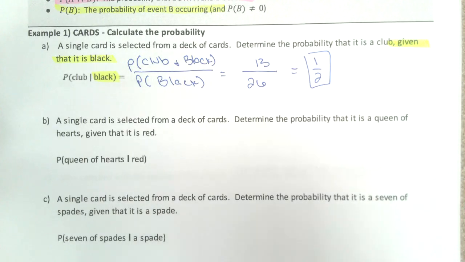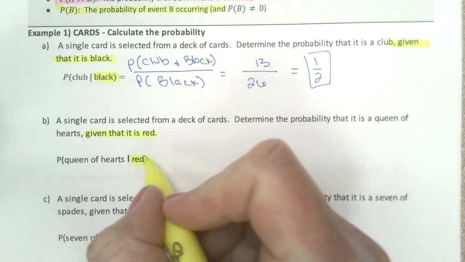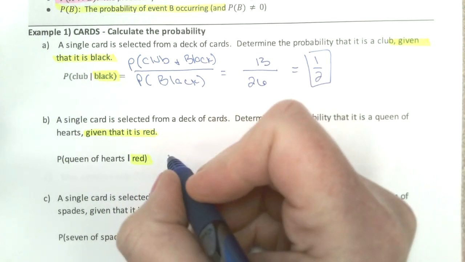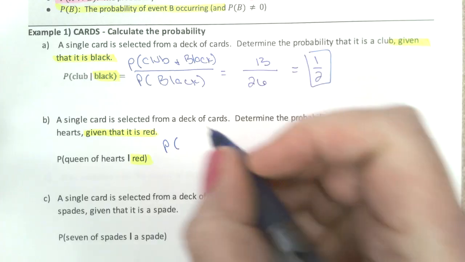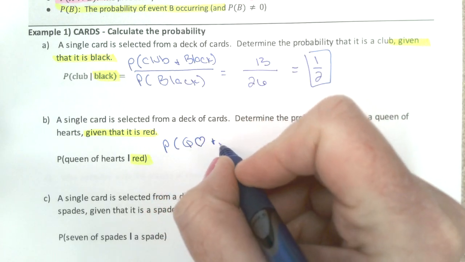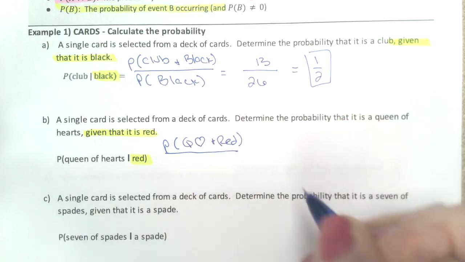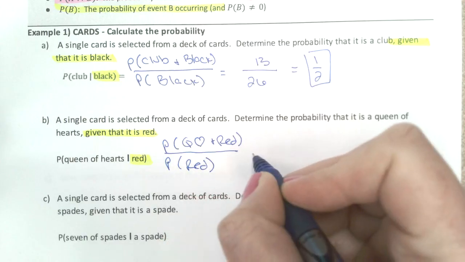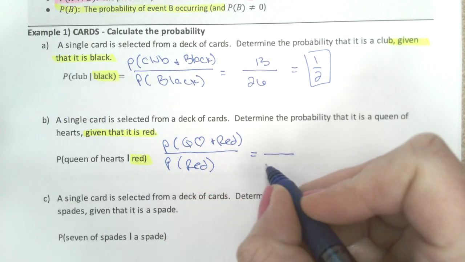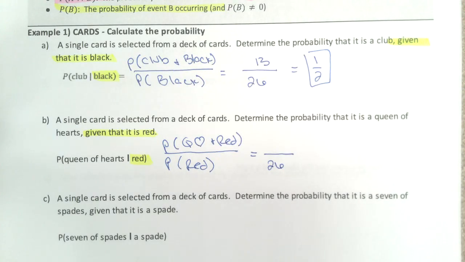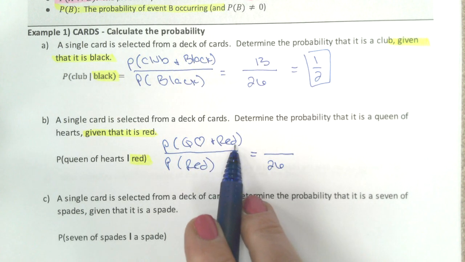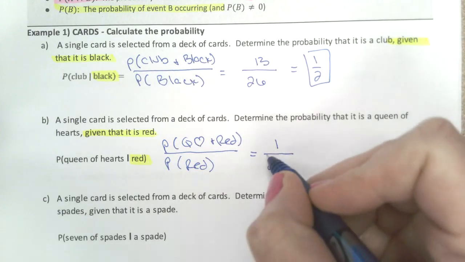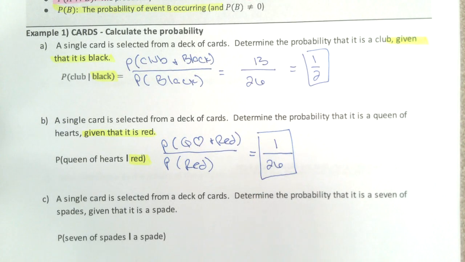A single card is selected. Determine the probability that it is a queen of hearts, given it is a red card. All right, so there's my given. So this is, what is the probability that you have the queen of hearts and that card is red? The denominator is the probability that you draw a red card. Half the deck is red, so that means my denominator is 26. The queen of hearts happens to be red, and there is only one of them. So that probability is 1/26.